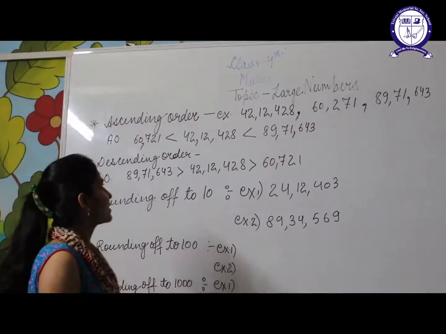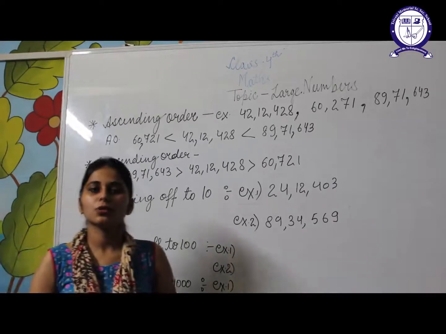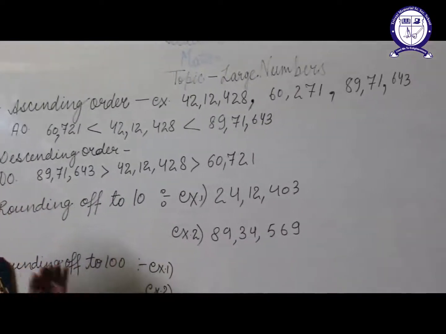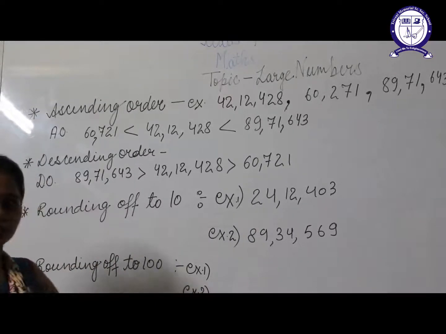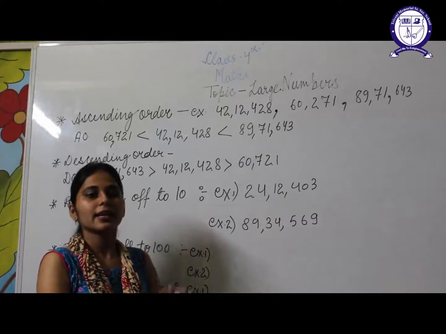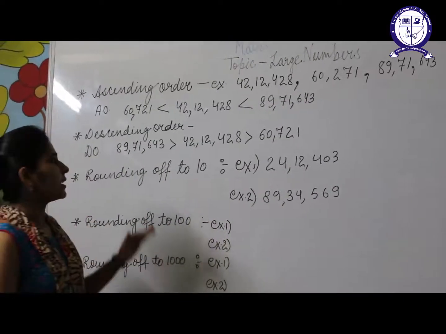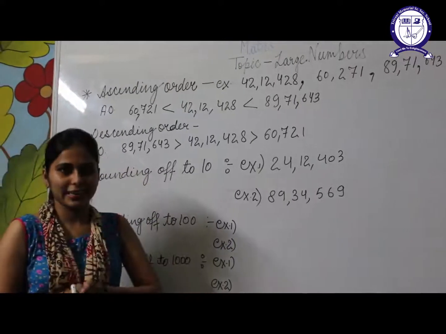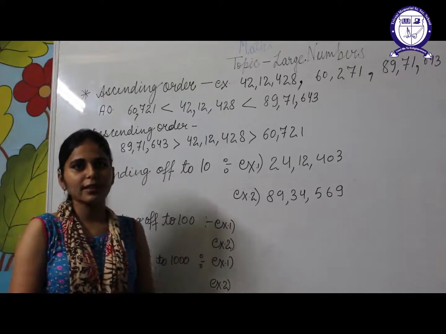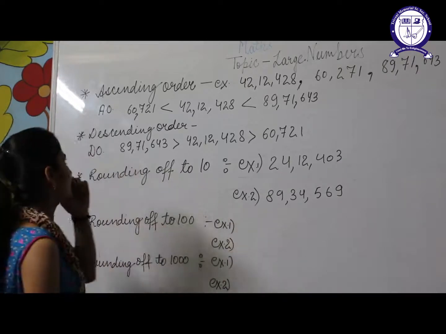Our next topic is ascending order and descending order. For ascending order, students, you have to arrange the numbers in increasing order. That means you arrange the smallest one first, then greater than that, then greater than that, and at last the greatest one. And it is reversed in descending order. In descending order, you write the greatest one first, then smaller than that, then smaller than the previous one, and at last the smallest. So this will be clear with an example.